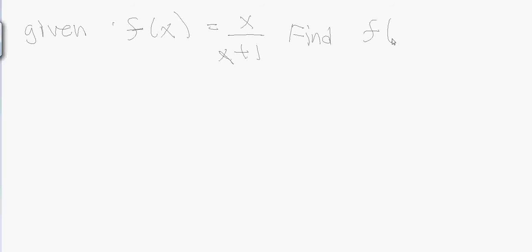Okay, so we have another harder example for simplifying rational expressions. Let's say you're given that the function f of x is x over x plus 1. Find f of x plus h minus f of x, and that's all over h.